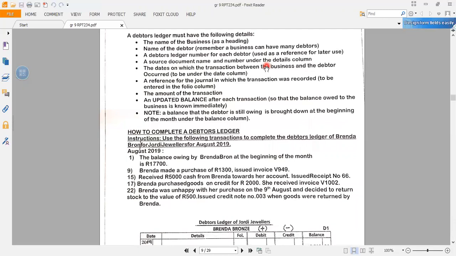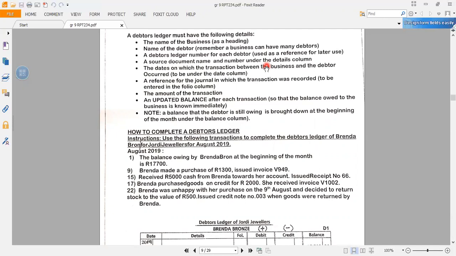Now, remember, because it is the debtors ledger, I am going to indicate a plus sign over the top of the debit column, and a minus sign in the credit column. So this helps me to calculate the balances owing after each transaction, and it makes it easier to understand.